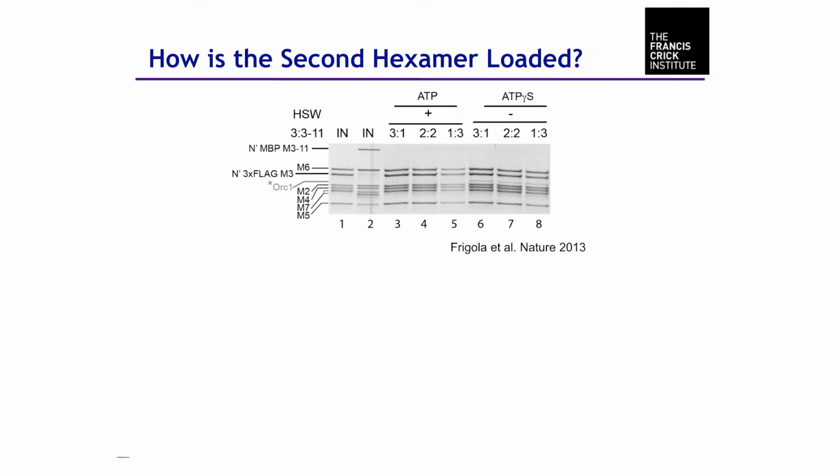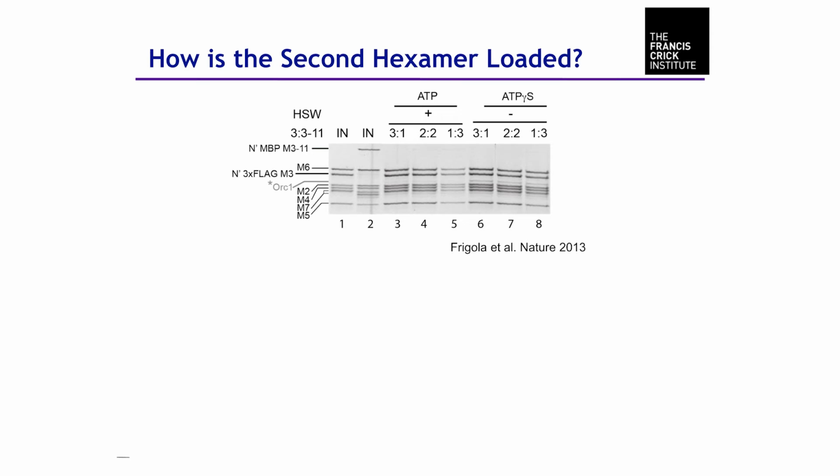So the first clue that the second hexamer had to be loaded by a similar mechanism to the first came from that MCM3-11 mutant that I showed you. So it can't be recruited at all. But if the second hexamer were loaded by a different mechanism, and one of the mechanisms that was popular at the time was that the second hexamer was recruited by virtue of interactions with the first hexamer, then that mutant should be loaded if it's mixed with wild-type protein, because the wild-type protein could be loaded as the first hexamer, and the mutant should be able to be loaded as the second hexamer.